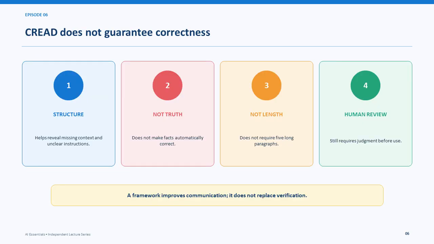CREAD improves communication but does not guarantee correctness. A good structure helps reveal missing context and unclear instructions. It does not make facts automatically accurate, eliminate every hallucination, or remove the need for human review. The framework helps us explain the work; verification still determines whether the result can be used.